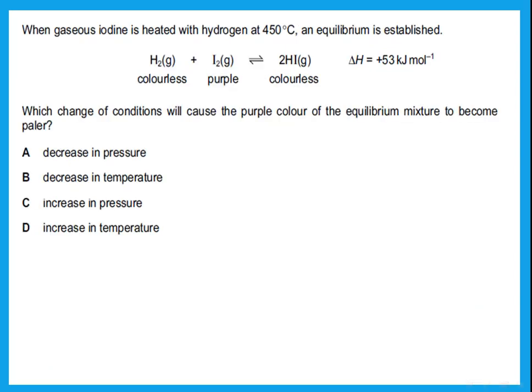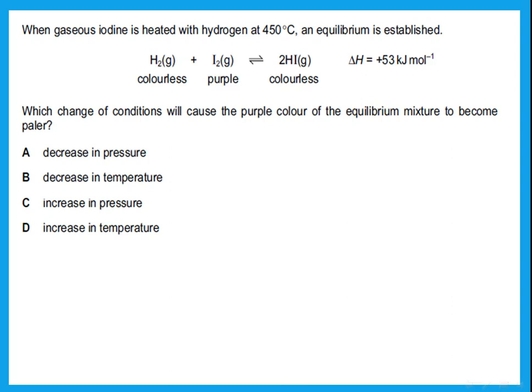Okay. When gaseous iodine is heated with hydrogen at 450, an equilibrium is established, and he's telling me that the forward reaction is exo or endo. He says the forward reaction has a delta H of plus 53. That means the forward reaction is endothermic.